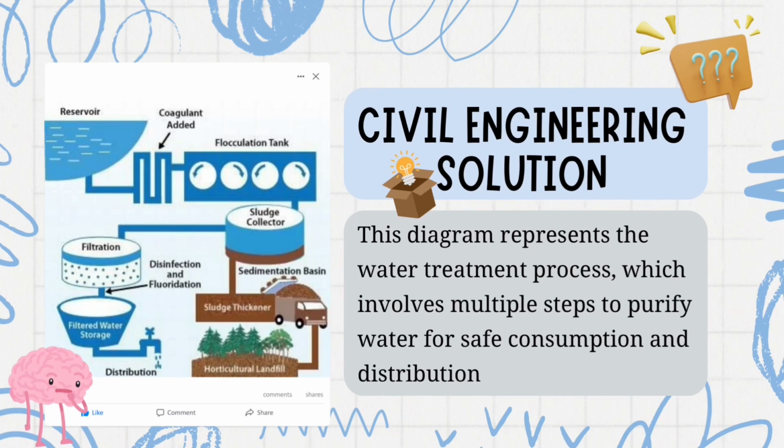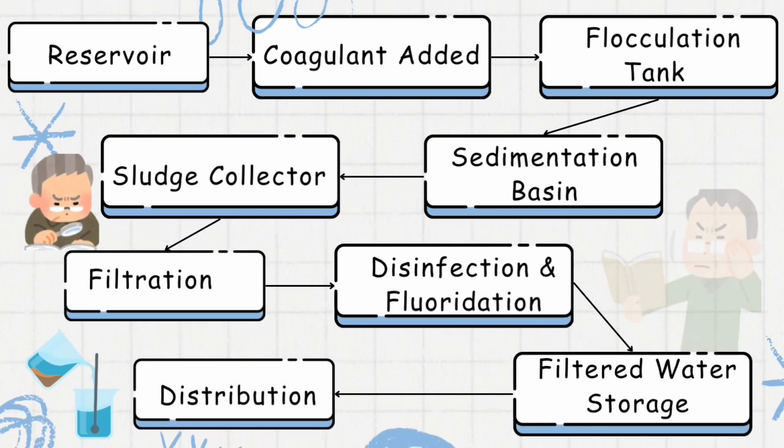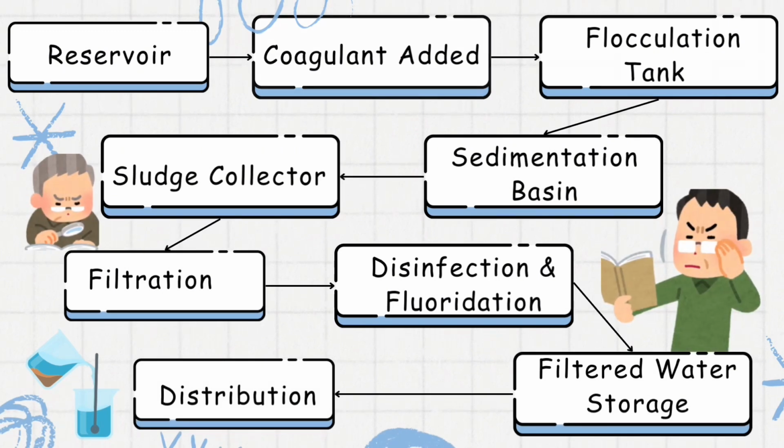For the civil engineering solution, we decided to use water filtration. This diagram illustrates the water treatment process, which ensures water is purified and safe for consumption and distribution. This is the sequence of the water filtration process.